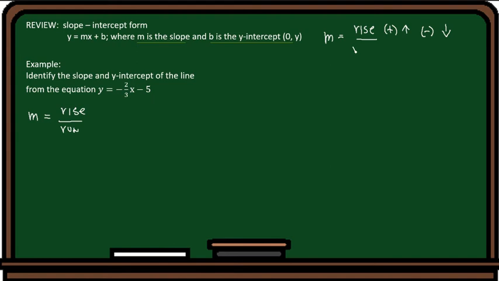While for the run, if your run is positive, the counting of your run is going to the right. Then, if it is negative, you go to the left. So, these are the things to remember in terms of your slope or the rise over run. In this case, our slope here is negative 2 over 3.